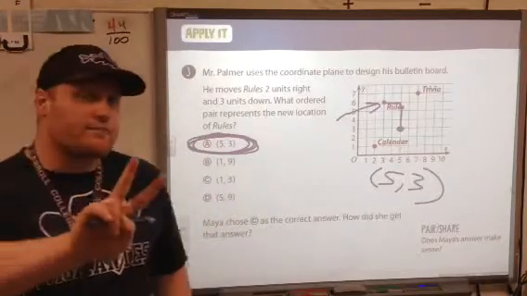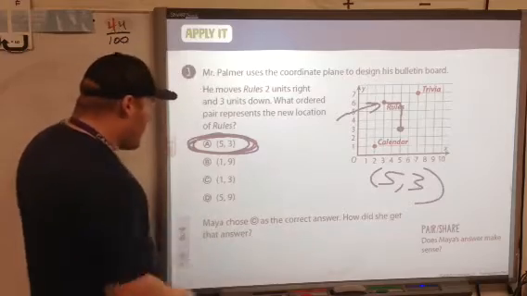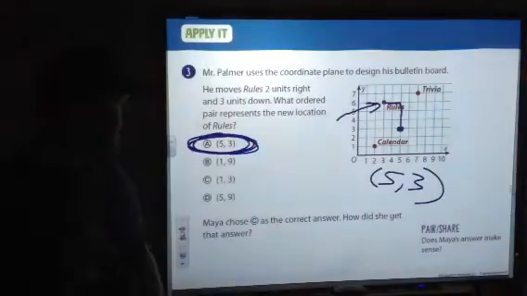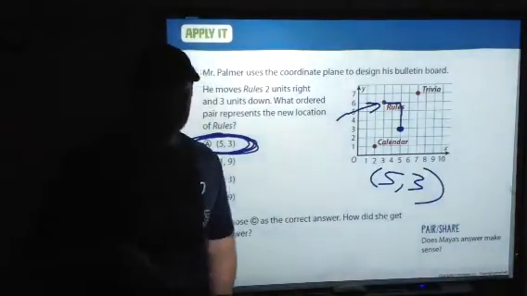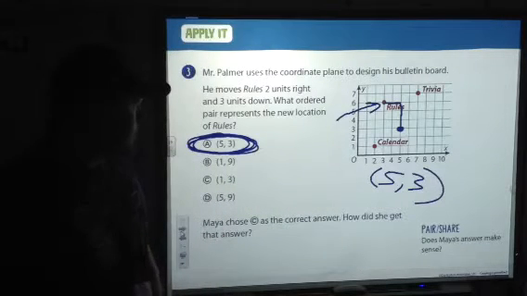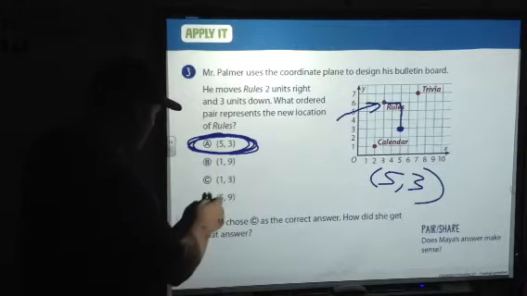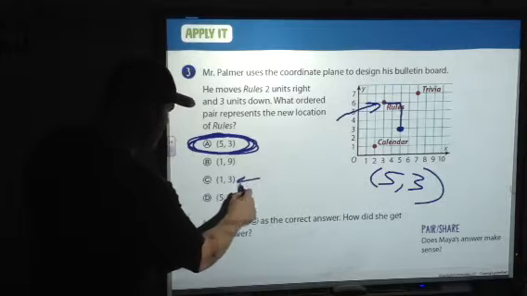Okay, but there's 2 parts to this problem. Alright? It says down here, Maya chose C as the correct answer. How did she get that? Okay, I'm going to leave the lights off and finish this problem up real quick. Well, if Maya got C here, it's 1, 3.